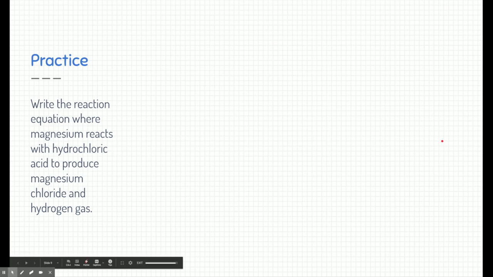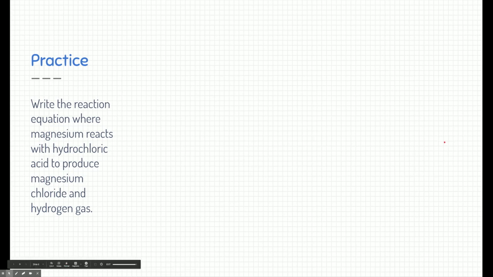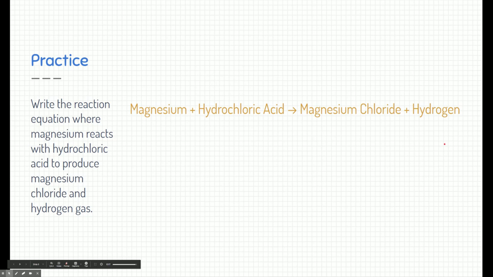All right, let's do a little bit of practice right now. We're going to write the reaction equation where magnesium reacts with hydrochloric acid to produce magnesium chloride and hydrogen gas. I like to take that really wordy problem and make a really simple word equation. So this takes out all the fluff. We have magnesium plus hydrochloric acid. I like to think of the plus as kind of like an "and" in this case. And those react, shown by the reaction arrow, to create magnesium chloride and hydrogen.